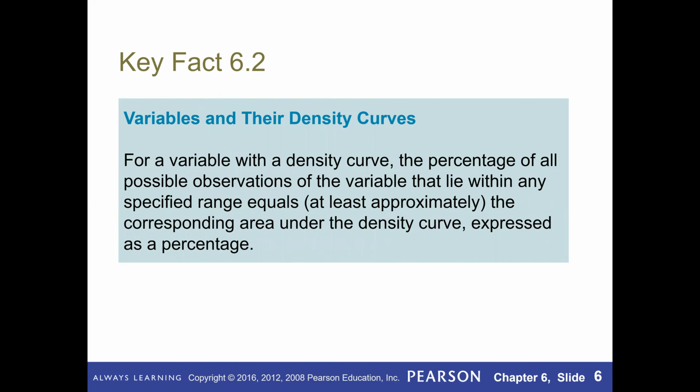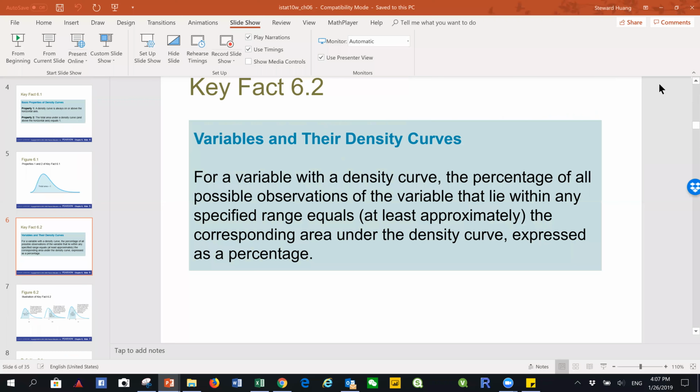So we see variable and the density curve. Density curve is the curve that shows the probability. Density is a kind of probability. So the density curve will tell you how much probability it has given the value.